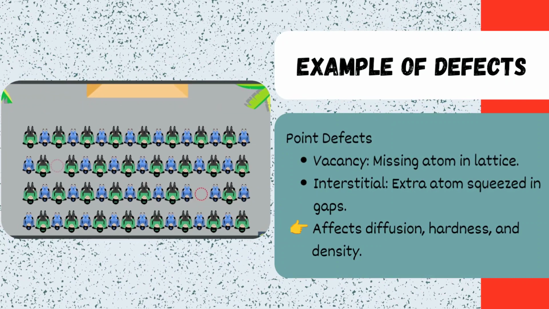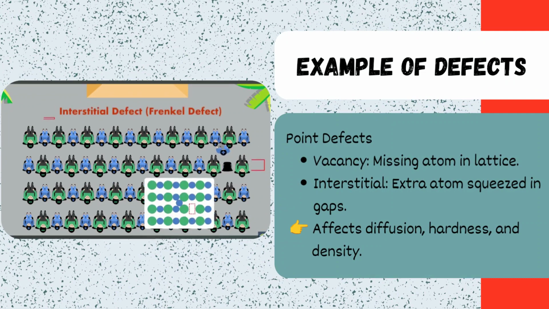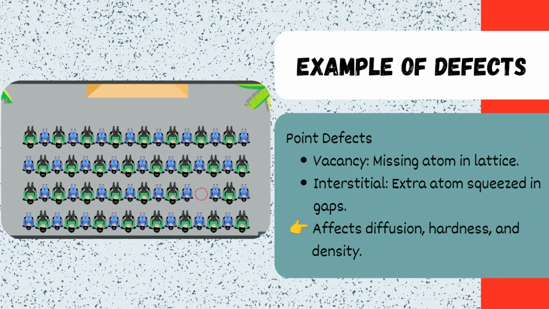Next, an interstitial happens when an extra atom squeezes into a small gap between other atoms. This can be caused by impurities. Even though these are tiny changes, they can have a big effect. For example, they can affect diffusion, hardness, and density.